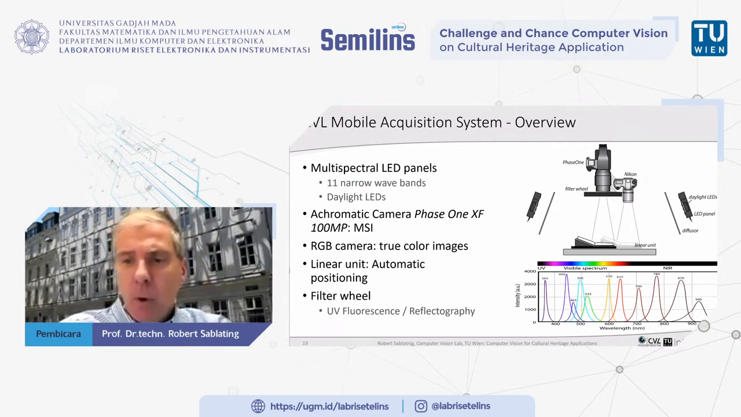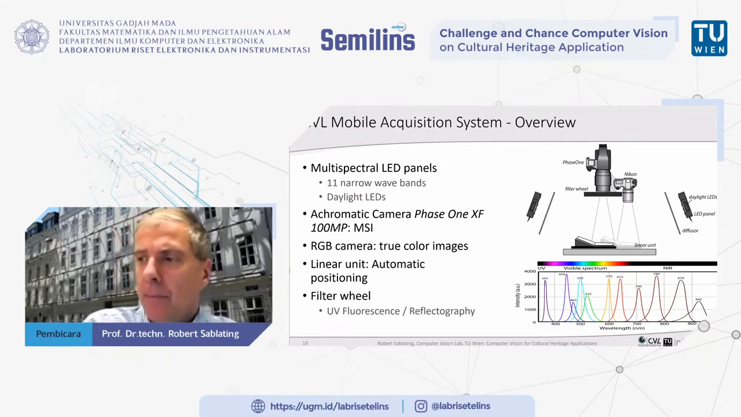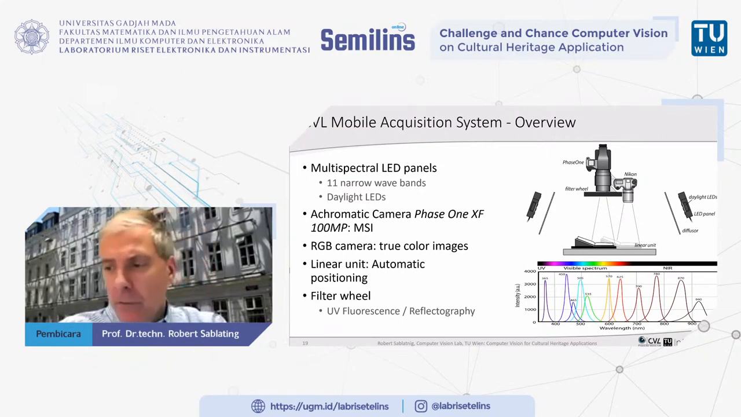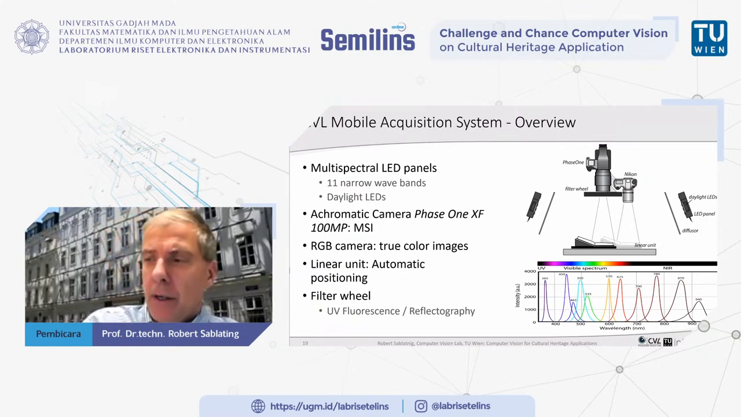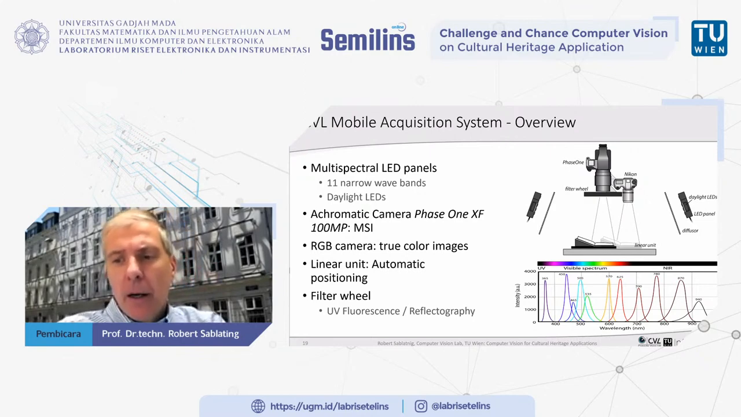As a camera, there is the Phase One 100 megapixel camera, multispectral imaging, which goes from 350 to 1000 nanometers approximately. In addition, we have a Nikon DSLR camera to do color images, and a linear unit to position the book, or the manuscript, between the two cameras. Additionally, there is also the filter wheel, which we use for UV fluorescence and reflectography, because there you have to change between infrared and UV filters in order to get the correct representation. So this is more or less the acquisition device.